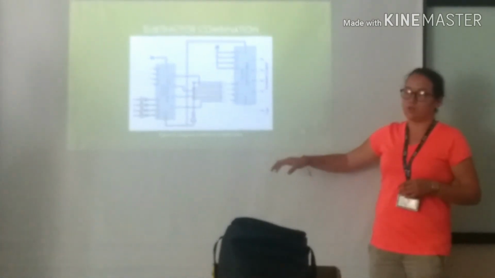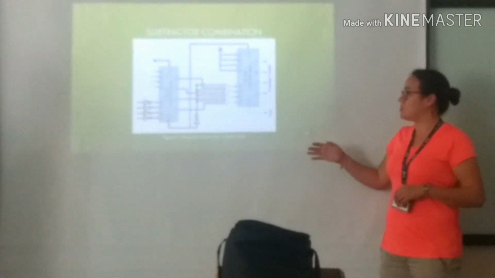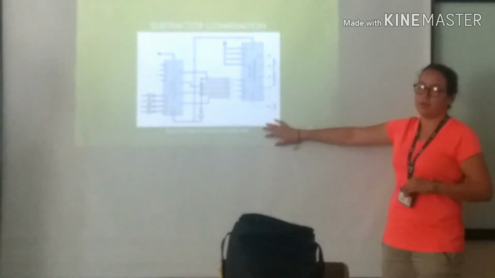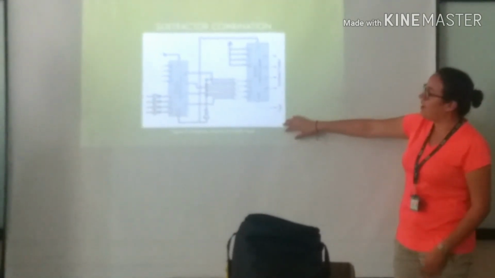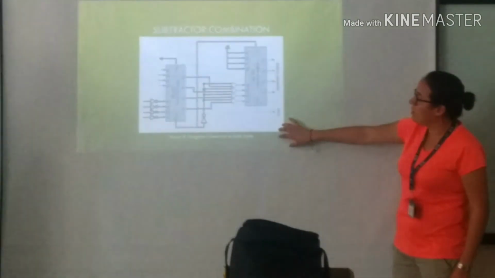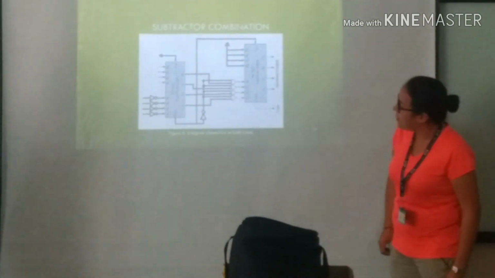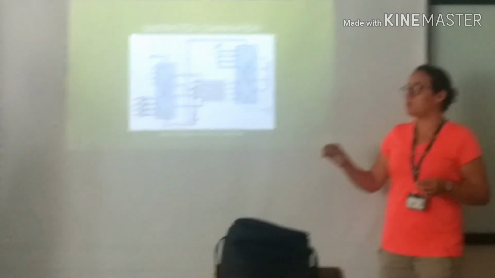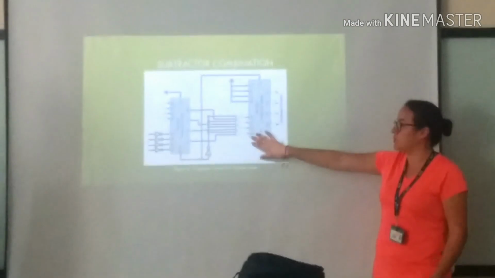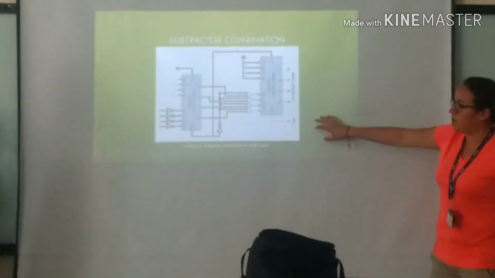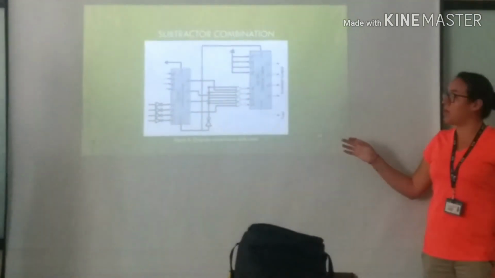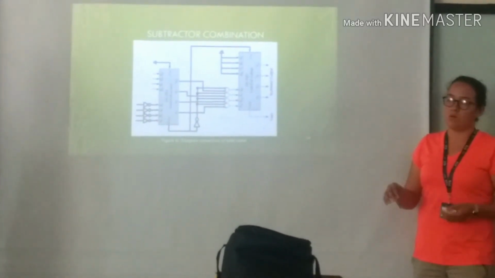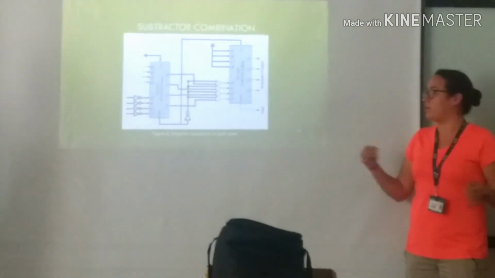With this connection, we can obtain the results. It looks harder, but it is easy. It is a little bit more complicated than the others because we use some XOR gates, but we can perform the subtraction when A is higher or when B is higher.